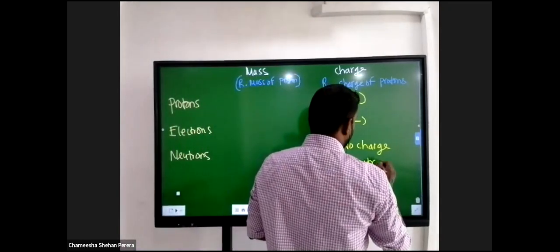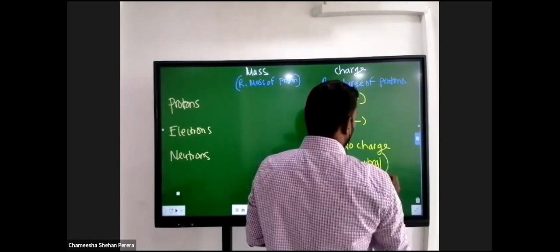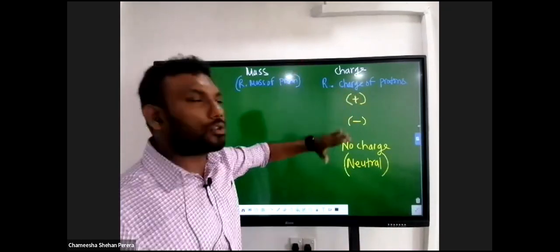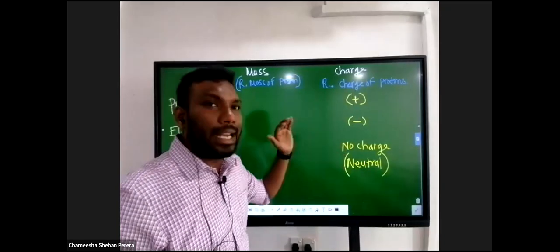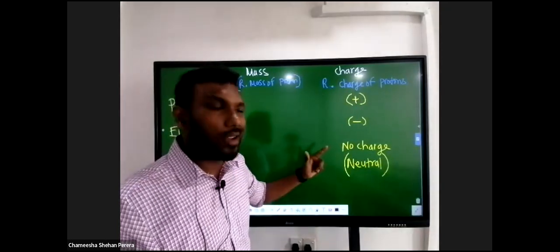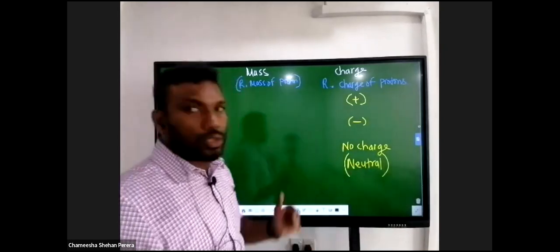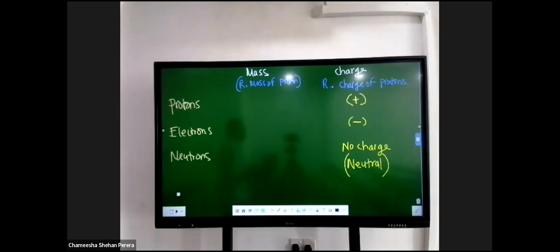Actually, these are not objects, these are subatomic particles. So protons have a positive charge, electrons have a negative charge, and neutrons have neither of those two charges. So neutrons are neutral, right? Just go through it very quickly. I'll come to the next one.